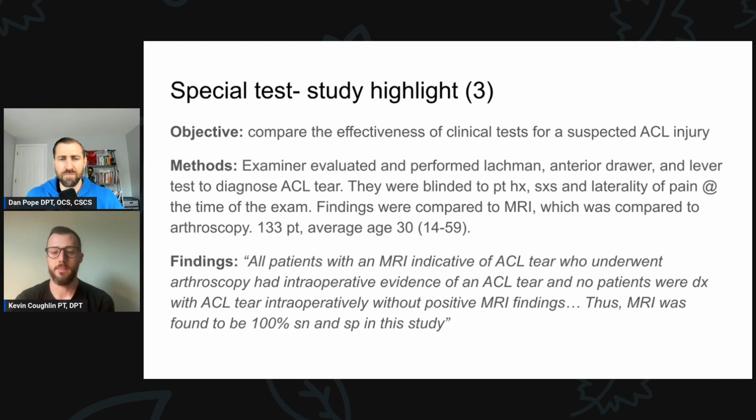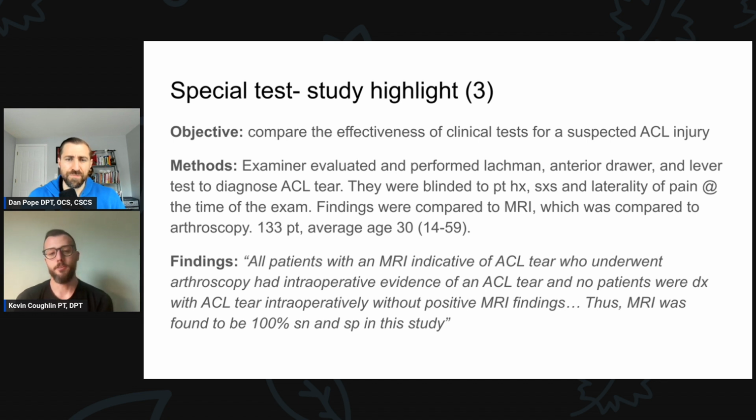Just before I continue the quote, what that's saying is that the MRI picked up an ACL tear and there were no false positives. Everyone that had an MRI positive ACL tear intraoperatively had an ACL tear. So MRI was really good at picking that up. And no patients were diagnosed with an ACL tear intraoperatively without positive findings on an MRI.